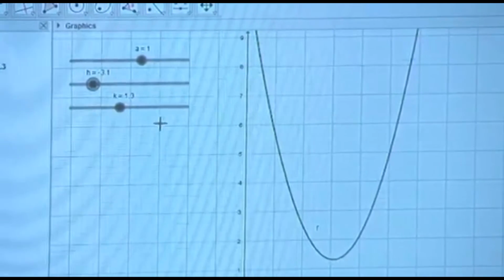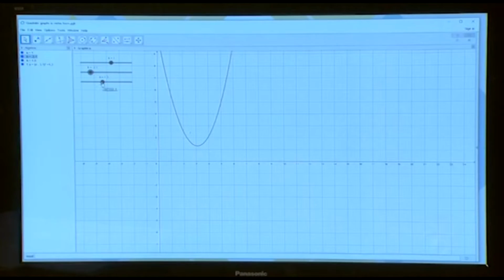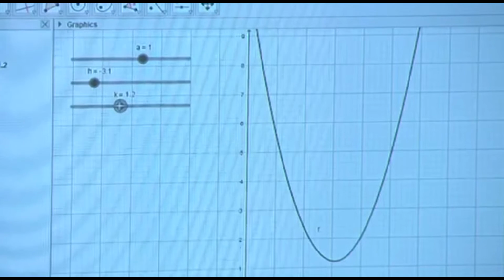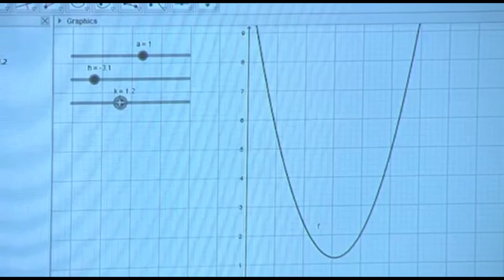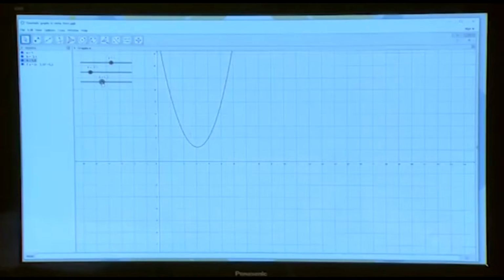Now, Brittany, let us see what K does to our graph. What do you think K does before I even do it? So if H moves our graph to the left or the right, I think K would move our graph up or down. Well, let's test.